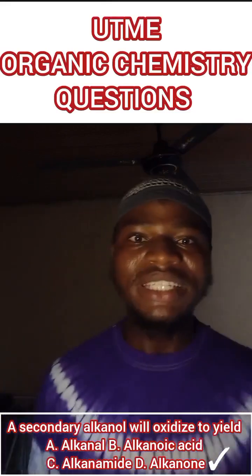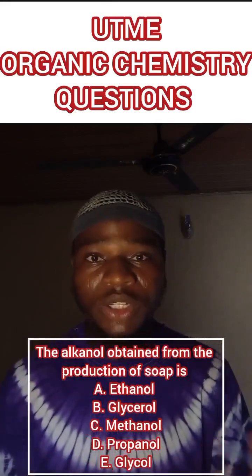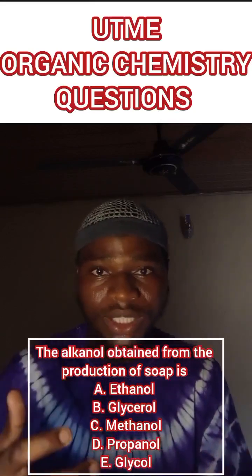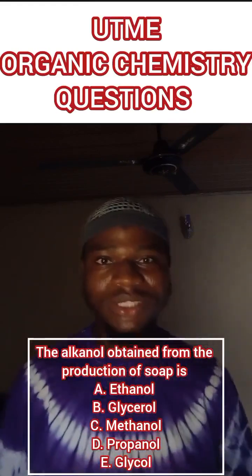The last one, number 5. The alkanol obtained from the product of soap is what? You see, this process is telling you about what? Saponification, where we have alkaline hydrolysis of fat and oil to give soap and the alkanol they are asking in this question. Now pay attention.